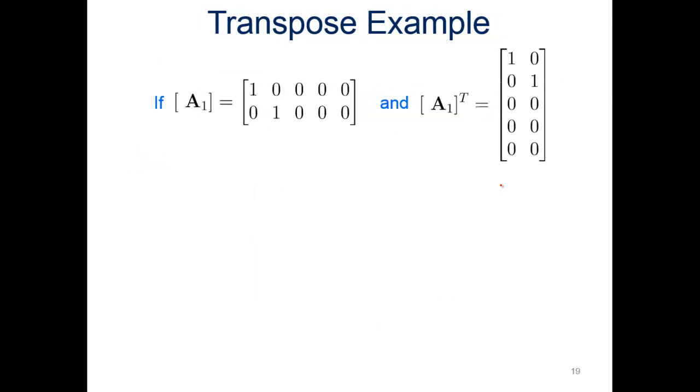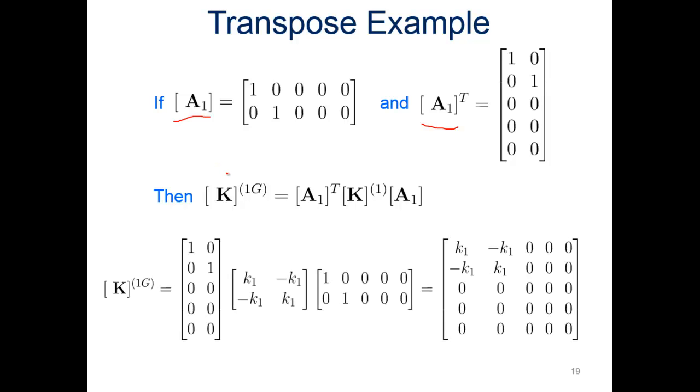All right, so here's how we're going to do this. We're going to have these two matrices, A1 and A1 transpose. You can see we only have some ones in the first row, first column, and the second row, second column. If we multiply this transpose matrix times our 2 by 2 stiffness matrix, and then multiply that by the first matrix we have, what we come up with is our global form of the equation.